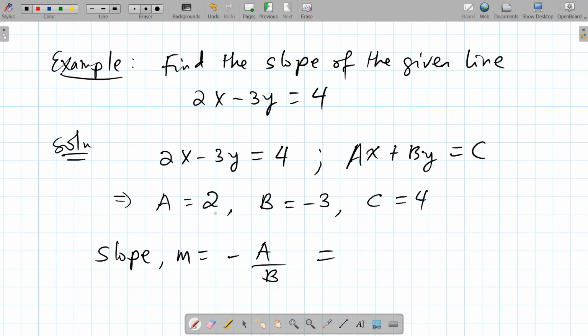And a is what? 2. So 2. b is what? -3. And remember that 2 negatives will always be a plus. So that will turn out to be what? 2 over 3. That is going to be the slope. So this is one way you could do it.